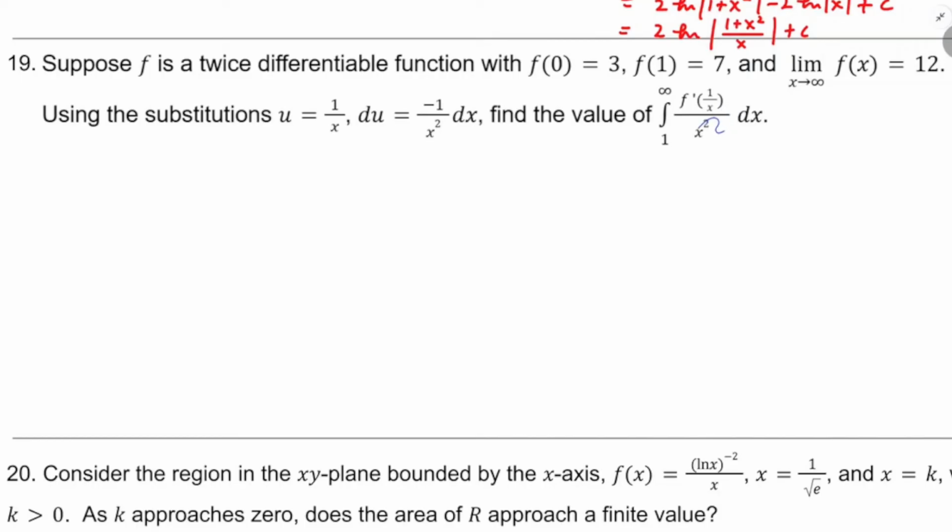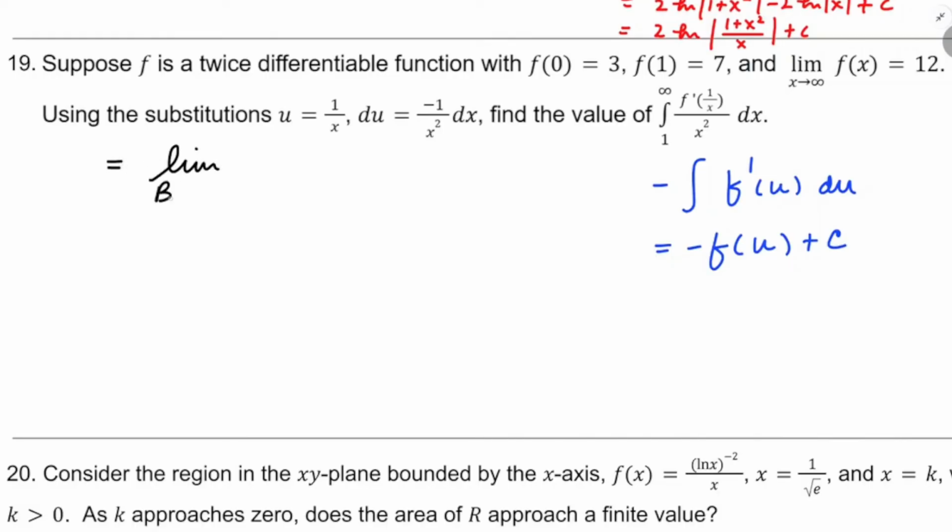I don't have negative 1 over x squared dx. I have positive 1 over x squared dx. So I just think that's going to be the negative integral of f prime of u du equals negative f of u plus c. Okay. So I need to write two integrals. This is going to equal the limit as the upper bound goes towards infinity of the integral from 1 to b.